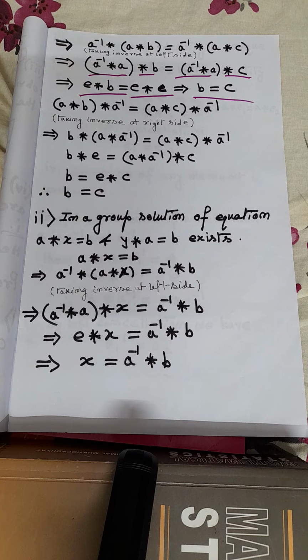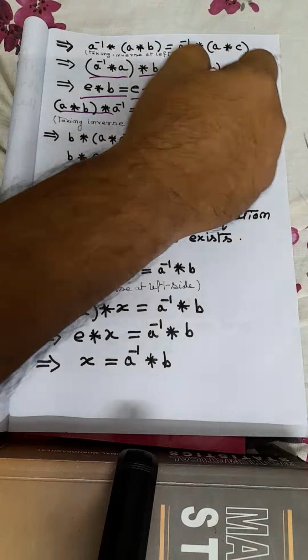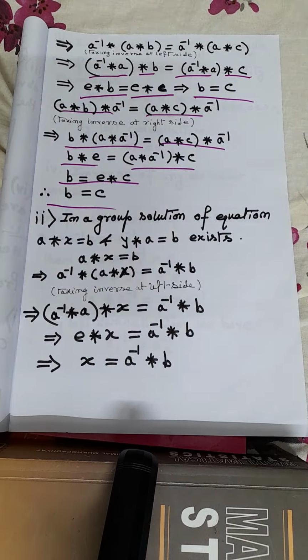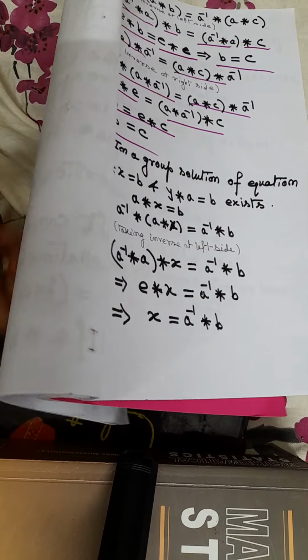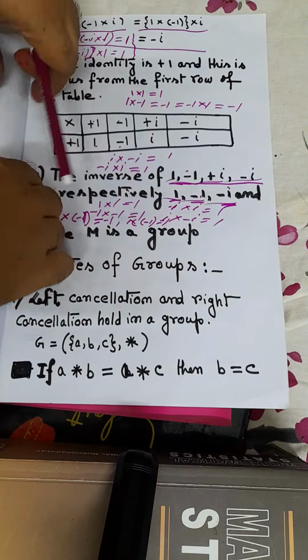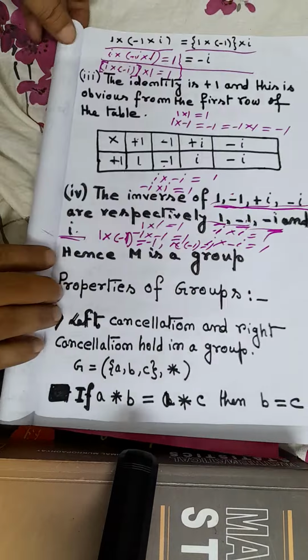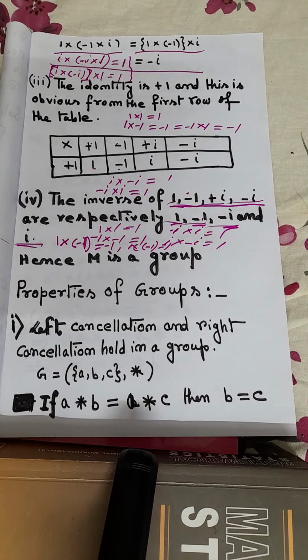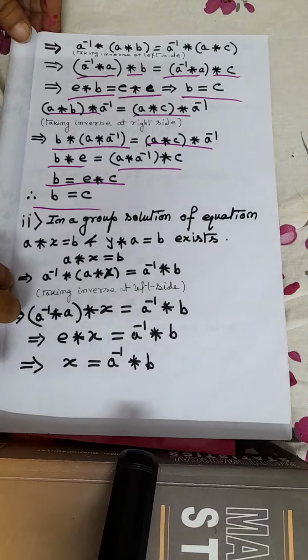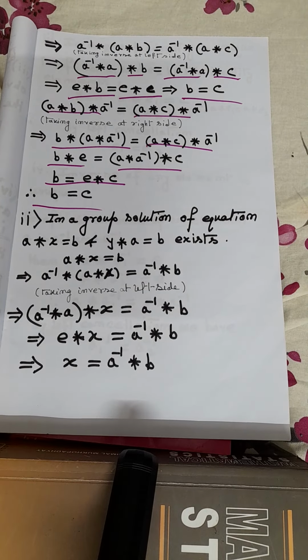Okay. Now taking the inverse at the right side, we will get the same thing. Correct? So what was the property? Take a screenshot of all of this. It will give you very good notes of set theory. Left cancellation and right cancellation exist. And how do you prove that? This is the proof. Take a screenshot of this.